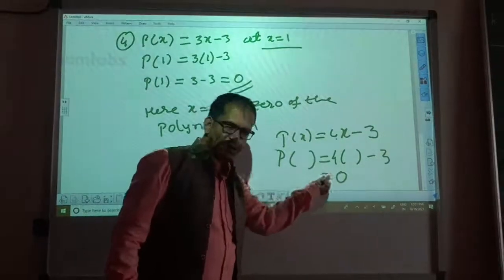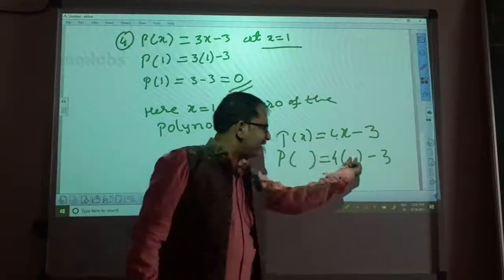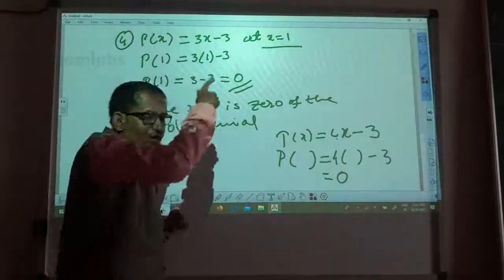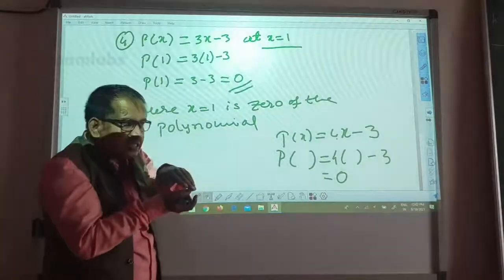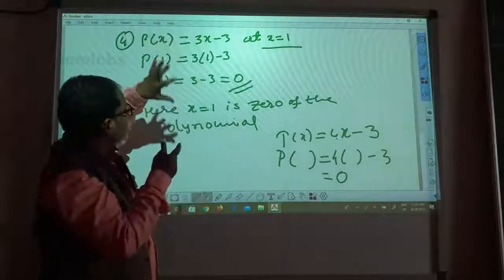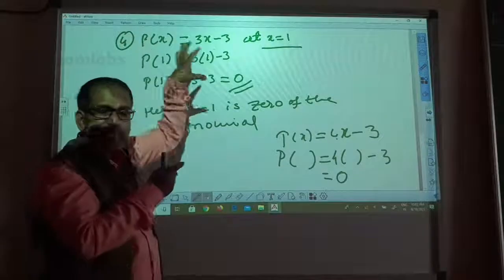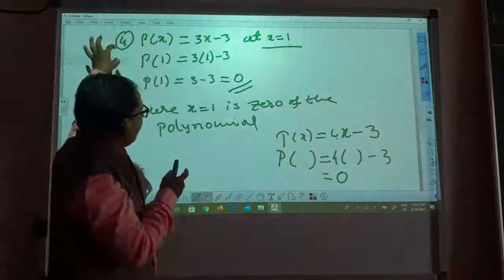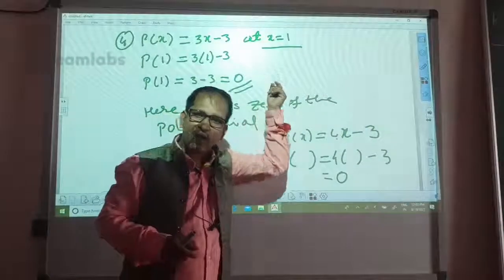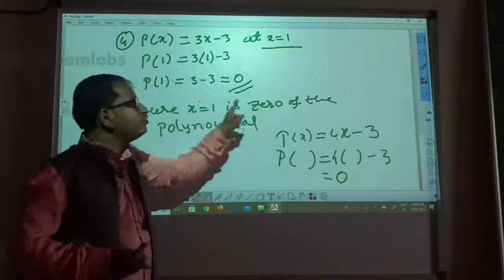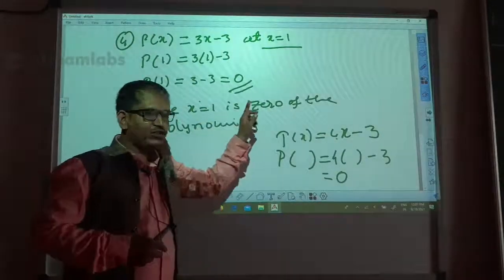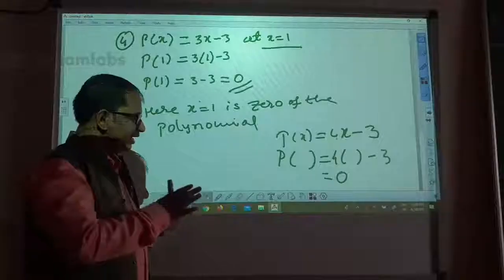When the value becomes 0, what we have put in this bracket is called the zero of the polynomial. It makes the value of the whole polynomial 0. That means a number, the x value, which makes the value of the polynomial 0, we call that value the zero of the polynomial. So here x is equal to 1 is the zero of the polynomial, right?